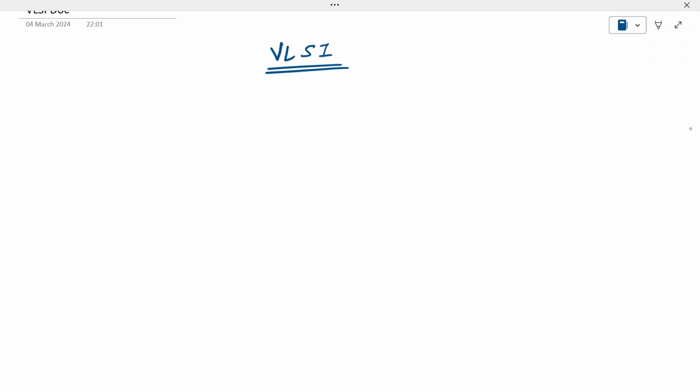But let me just give you a basic introduction, a basic idea about the various profiles for which the companies come for campus placement. I'm just focusing on the campus placement.